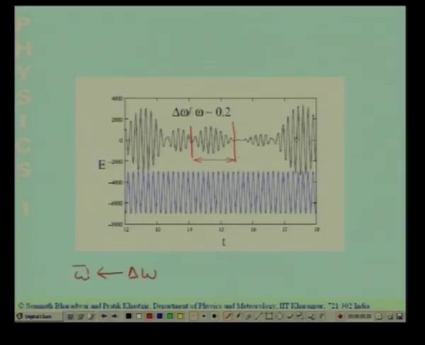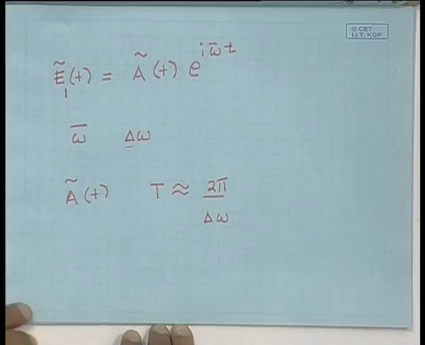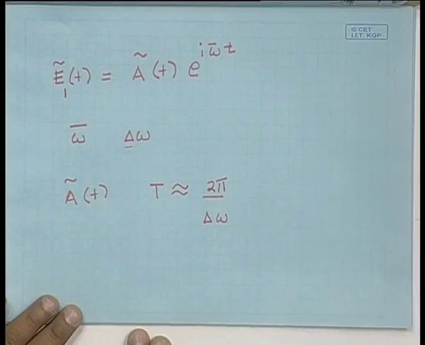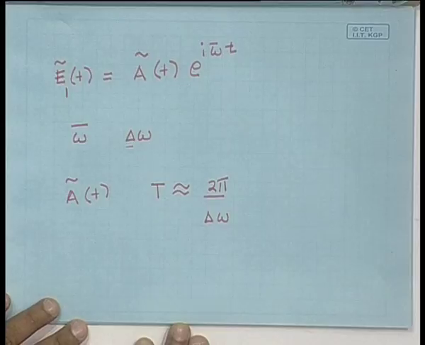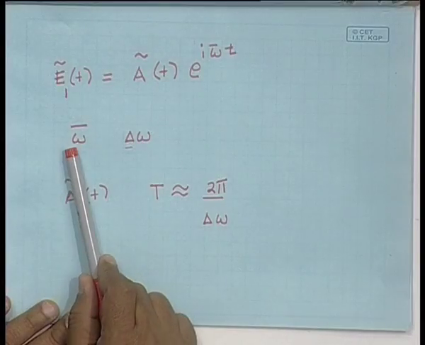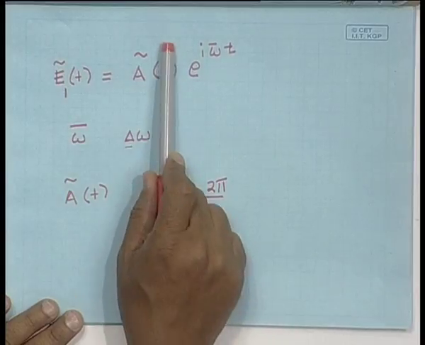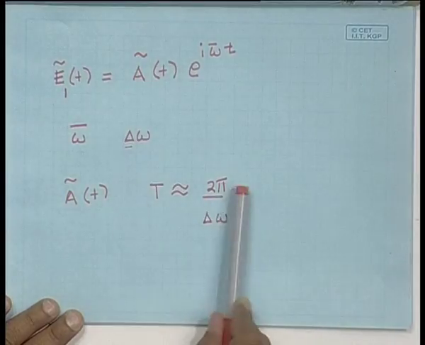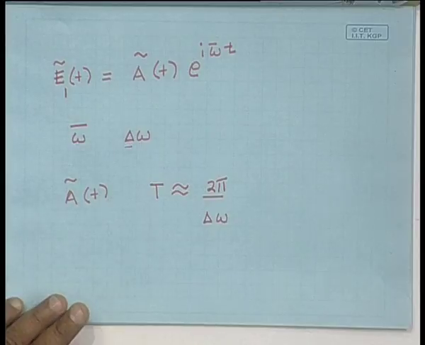So, what I have been trying to do over here in the past few minutes is to convince you that when I have a wave which is a superposition of many frequencies in a small band delta omega around a central value, the resultant wave is a fast oscillation at the central value omega bar, at the mean value omega bar, and the amplitude now also changes with time on a time scale 2 pi by delta omega. Okay.